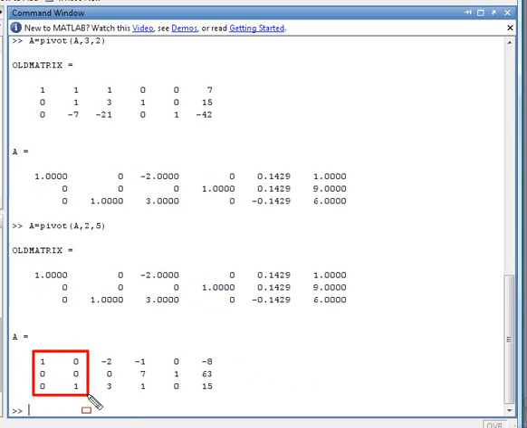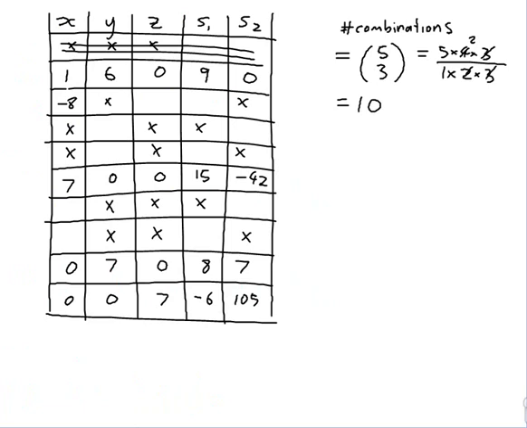So there's one column, two columns, and three columns, and there's our answer. So we get x is minus 8, y is 15, and s2 is 63, and the other two are 0.